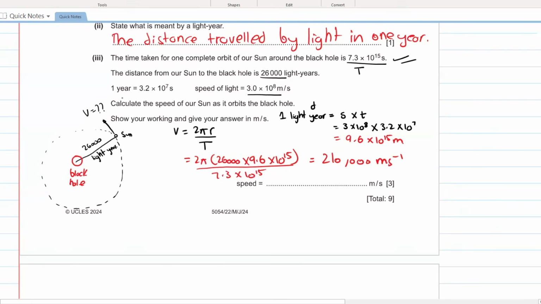एक ईयर में कितना टाइम होता है? What is the time in 1 year? 3.2 into 10 raised to the power of 7 seconds. Multiply both of them. This gives you your distance for 1 light year. That is 9.6 into 10 raised to the power of 15 meters. Clear हो गई बेटा अब बात ये.